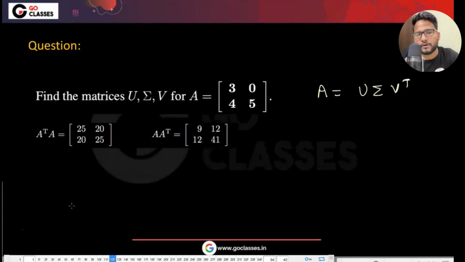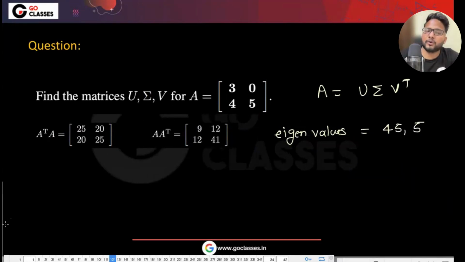So the eigenvalues are coming out to be 45 and 5. Should I be telling you that these are the eigenvalues of A transpose or A transpose A? Or you can tell me that if I'm telling you 45 and 5, then what does this mean? Since the dimension is same, they will be sharing all the eigenvalues, right? Okay, so these are the eigenvalues.